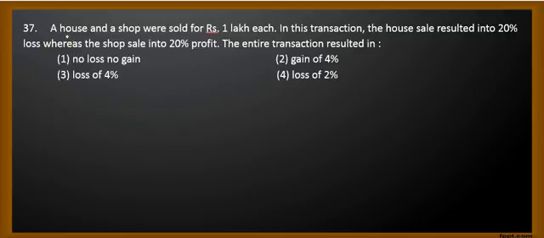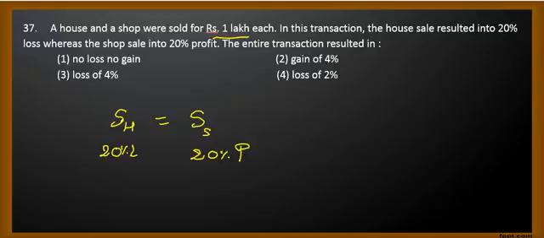Now coming to this question, a house and a shop were sold for rupees 1 lakh each. In this transaction, the house sale resulted in 20% loss, whereas the shop sale in 20% profit. The entire transaction resulted in, what happens here? If you see this, both were sold for 1 lakh each. It means selling price of house is equal to selling price of shop. Now the house resulted in 20% loss, whereas shop sale got 20% profit.